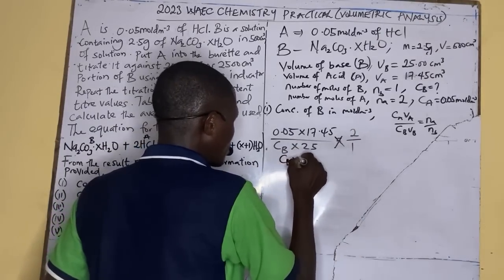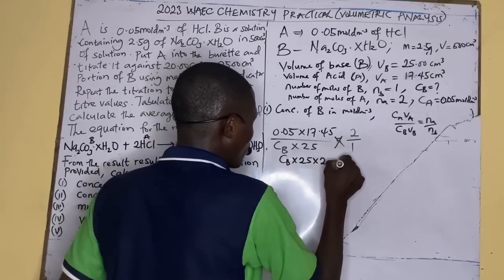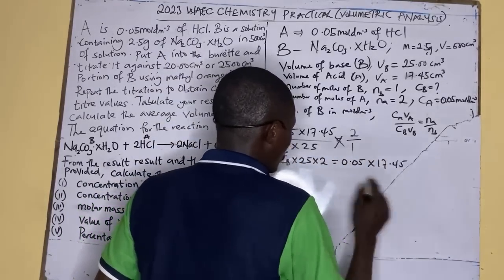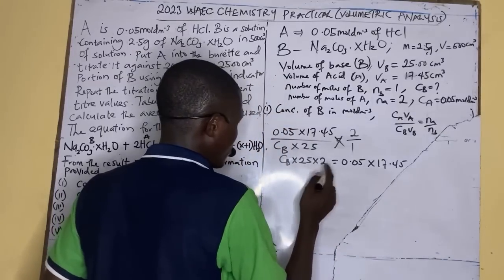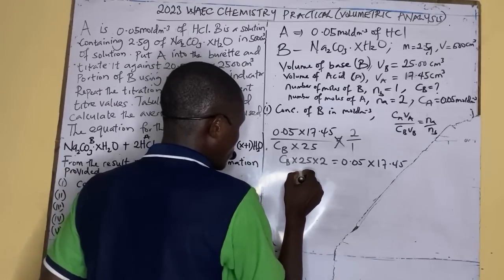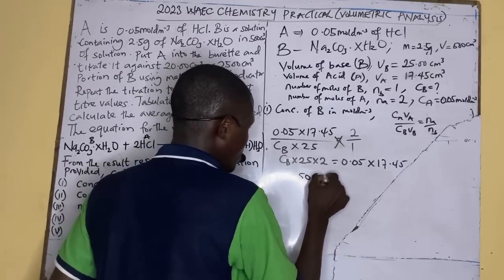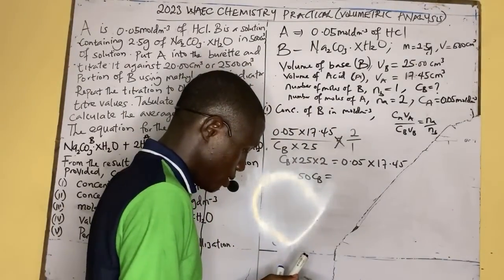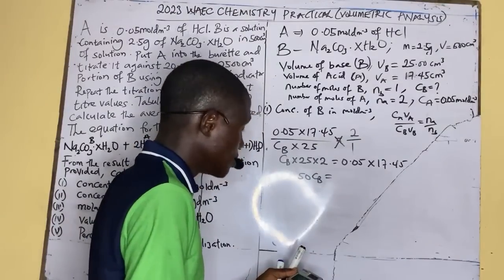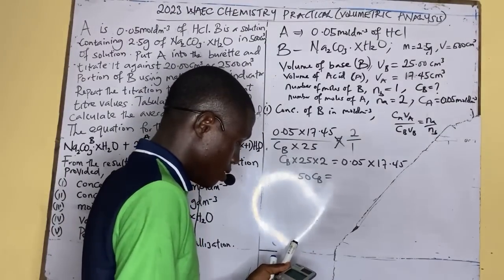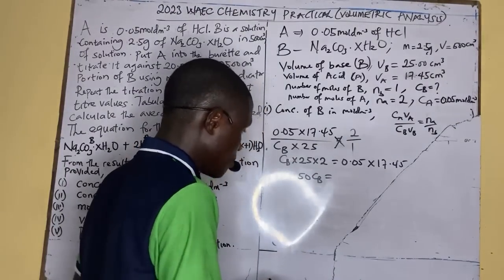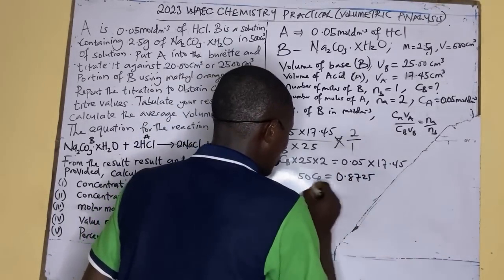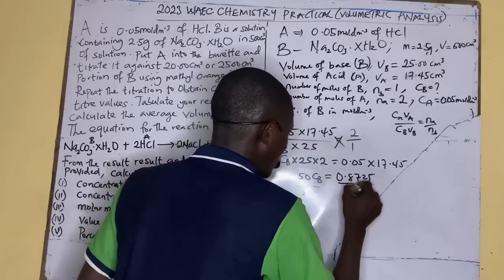CB times 25 times 2 equal to 0.05 times 17.45, taken all by 1. This one is 25 times 2, which gives 50 CB. When you multiply the other side together, 0.05 times 17.45, we have 0.8725. So divide also by 50 to get your CB.